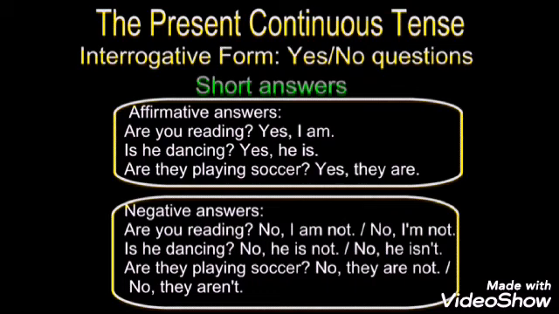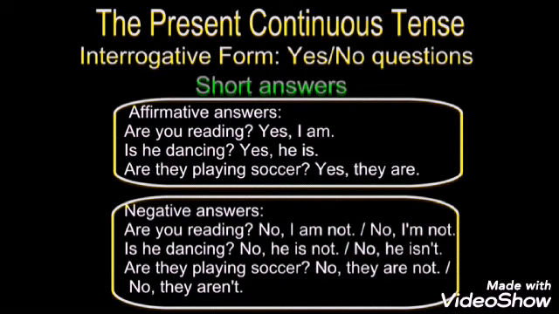So some short answers with yes or no questions. The affirmative answers firstly. When I say, are you reading? You will say, yes, I am. Is he dancing? Yes, he is. Are they playing soccer? Yes, they are. But here we can't use the contracted form of verb to be with the positive answers. So don't say, yes, I'm, or yes, he's, or yes, they're.